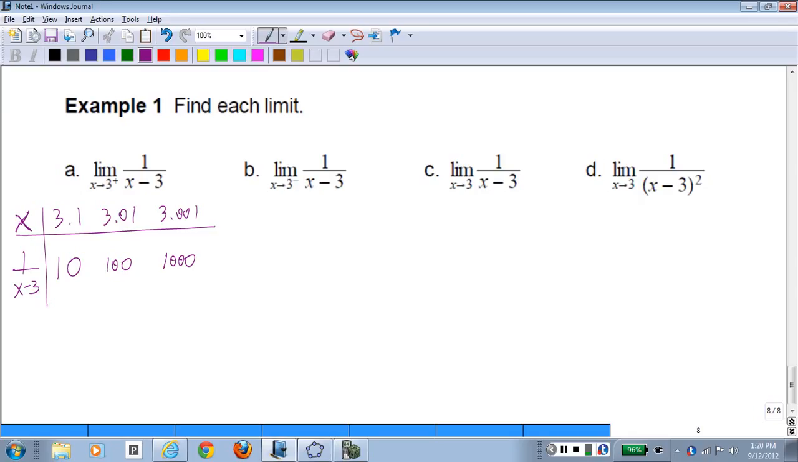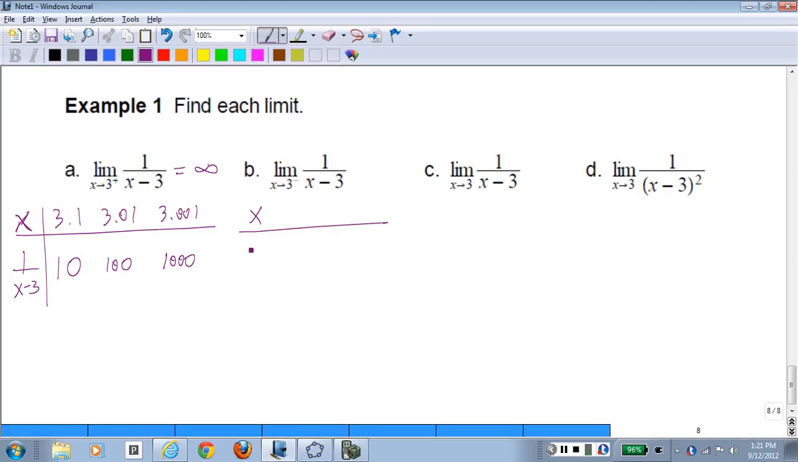So as we get closer to 3, the numbers grow larger. 10, 100, 1,000. And we don't have to consider what's going on the other side of 3, at least not until we get to the b part. So this equals positive infinity. It's just the one-sided limit. The other side is doing something else.